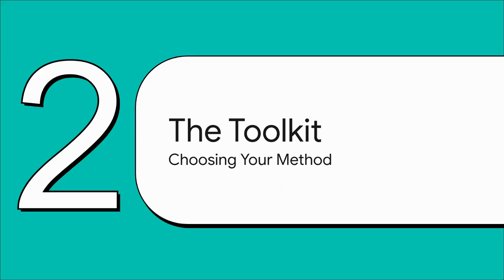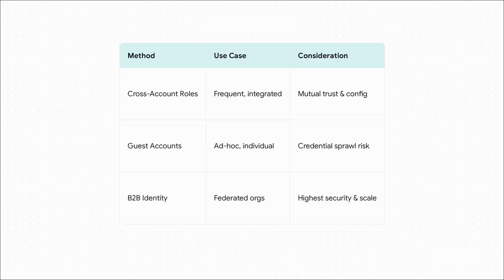Okay, so we've got our philosophy down, but how do we actually put it into practice? We need the right tools for the right job. So let's take a look at the main ways we can delegate access and see how this all builds into a real working solution. So this table kind of breaks down our main options. You've got cross-account roles, which are fantastic for trusted partners you work with constantly. Then there are guest accounts. These are your go-to for that quick, one-off access for an individual, but you have to be super careful to manage them. Otherwise, you end up with all these old, forgotten accounts. And then there's B2B Identity Federation. This is the real enterprise-grade solution. It lets your vendor manage their own users, and you just trust their system. It's definitely the most secure and scalable, but it does take a bit more work to set up initially.